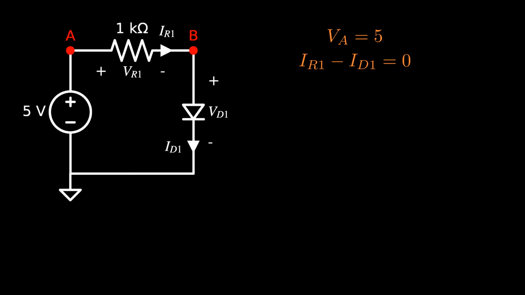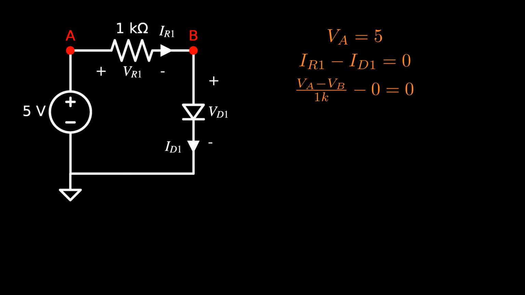But that won't always be the case. There will be times where our intuition fails and we make an incorrect assumption. Let's use the same circuit, but make a different, incorrect assumption. We add the same notation and start off with the same KVL and KCL. Let's assume the diode is reverse biased.